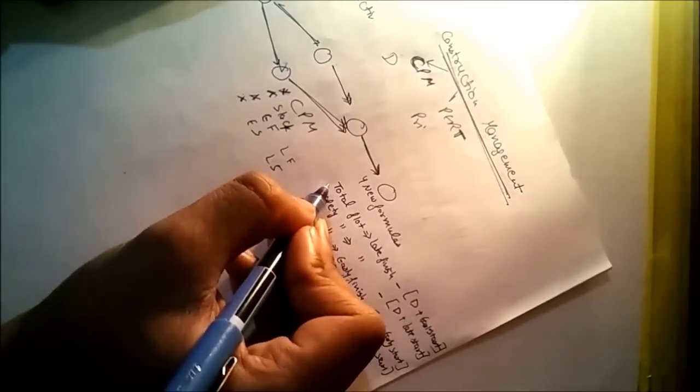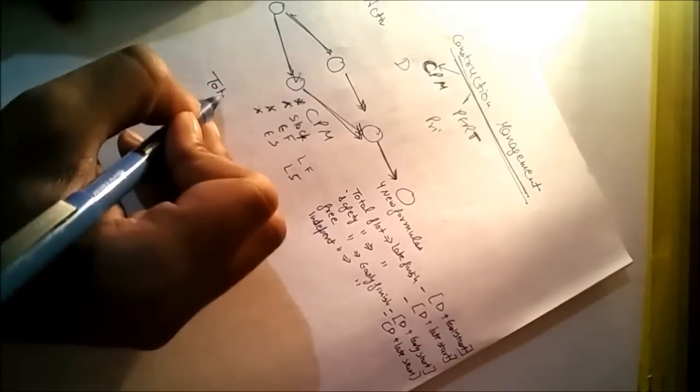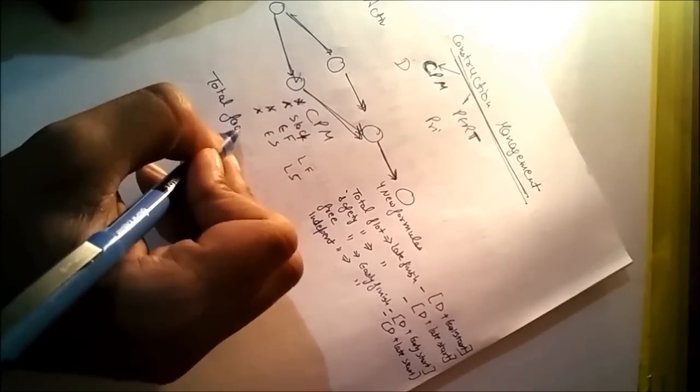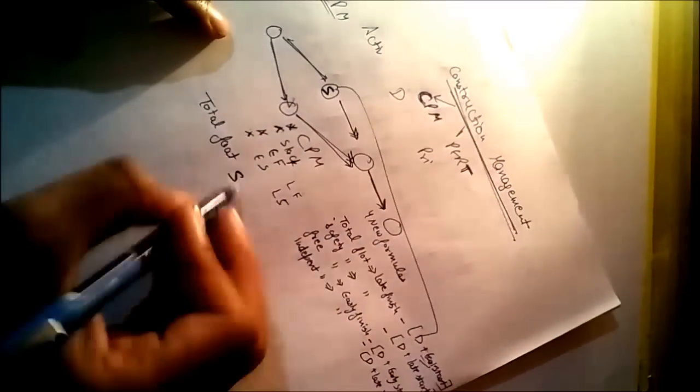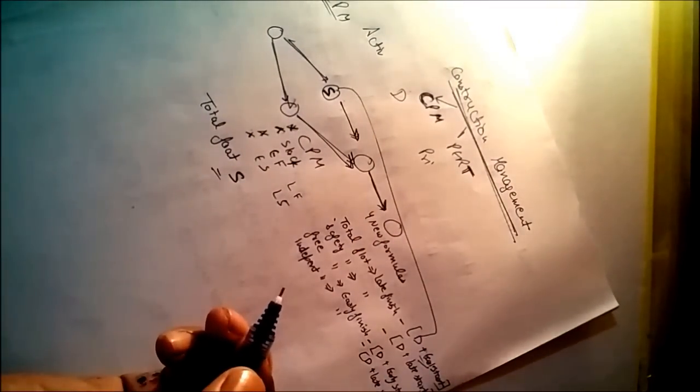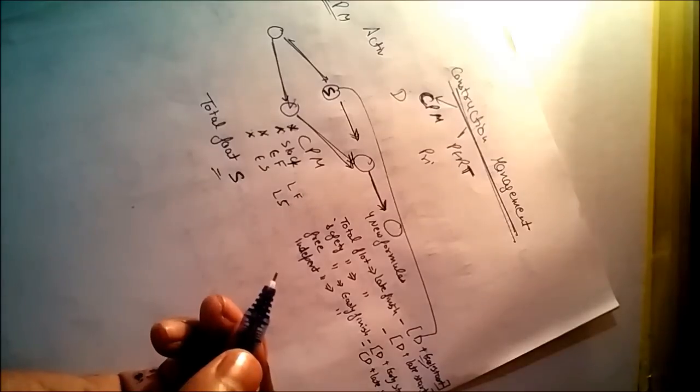Okay, now if the question asks for total float timing for S, so for the S activity, assume S is here, the duration will be given, and its late finish and early start we have to just solve down and we can get the answer easily. This is from the CPM.